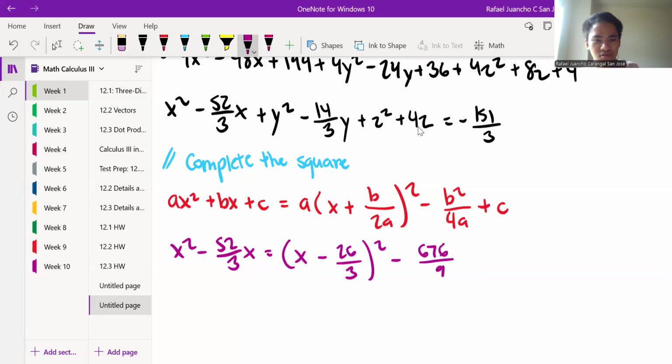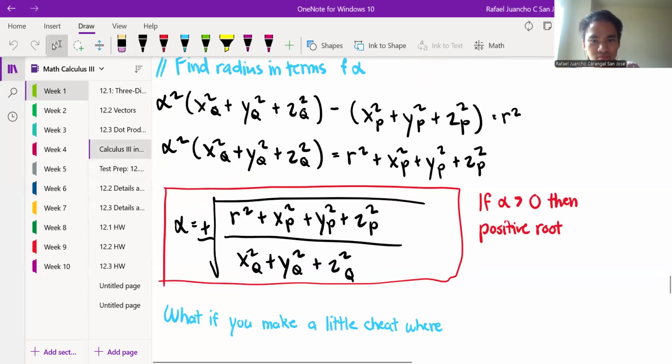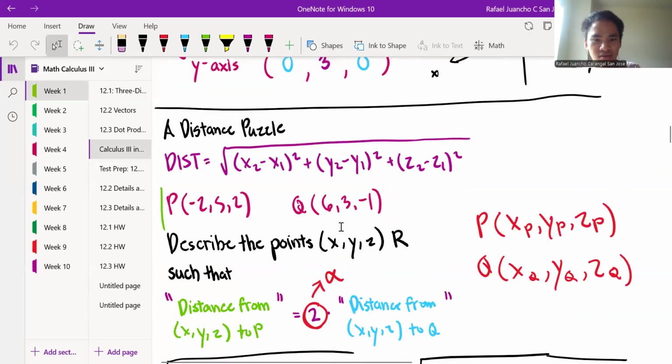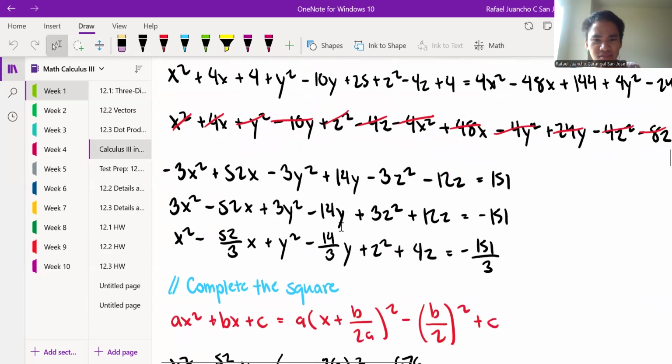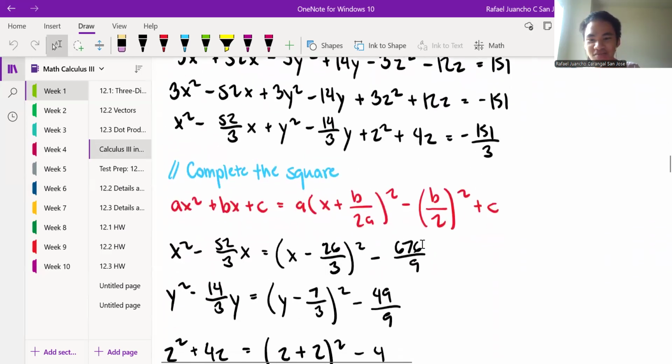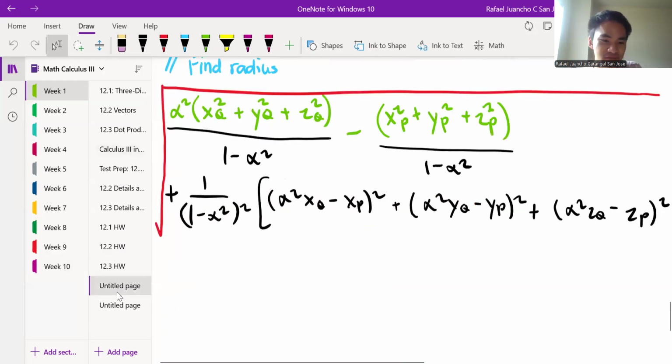I think that should be correct. Let me double check. Nope, not this one. Yeah, because I did the exact same example here, actually. Yeah, there. So minus 676 over 9. Okay, I messed up the formula there, but now I got it.